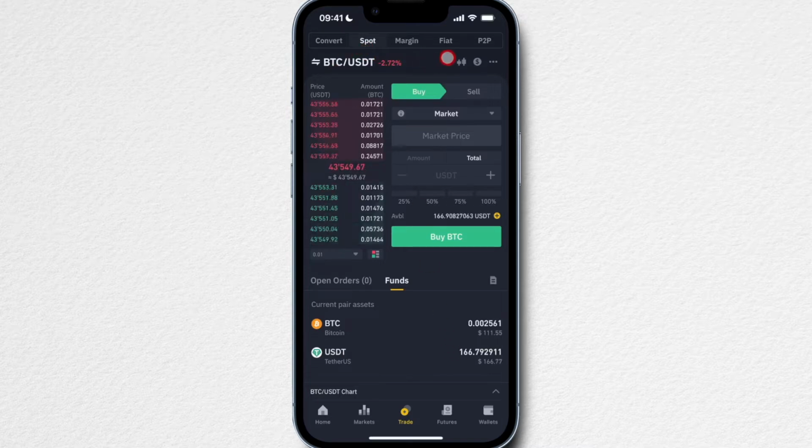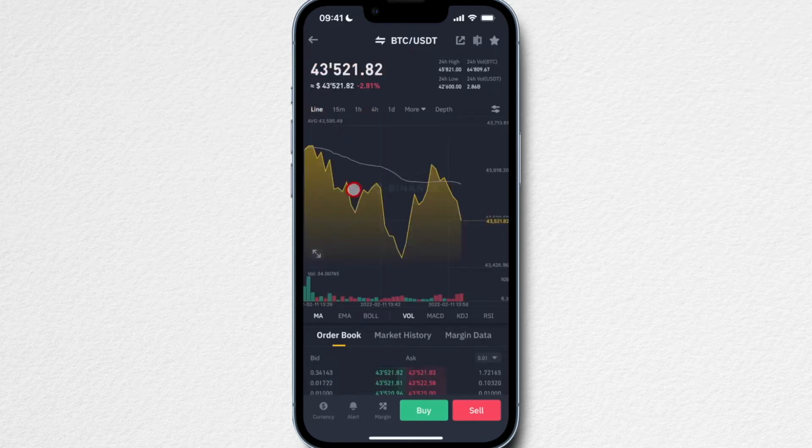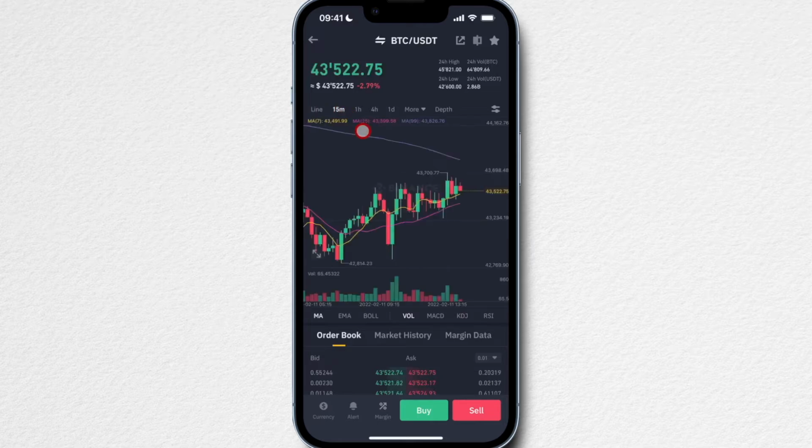And then we can also click on this little candlestick icon right here. And then you're going to see a chart of the price of Bitcoin against US dollar Tether. There's also a line chart that you can use when you click on line. But what most people use is a candlestick chart, which you can see right here. Currently it's set to a 15-minute chart, which means that each candlestick that you can see here, these red and green lines, represent a 15-minute period in which the price of Bitcoin has moved.